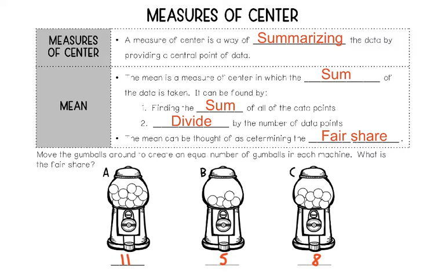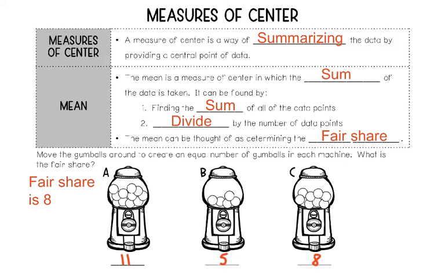I would start by taking this A gumball machine and moving some of the gumballs out into B. So when I go down one from A, I'm at 10, and this is now at 6. Go down one more, 9. This is now at 7. Go down one more, 8, and now this one's at 8. This one's already at 8, so now there's a fair share in each one. 8, 8, and 8. So if every gumball machine had a fair share, there would be 8 in each one.